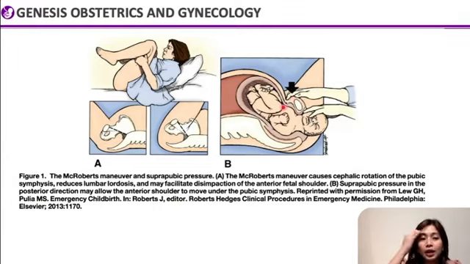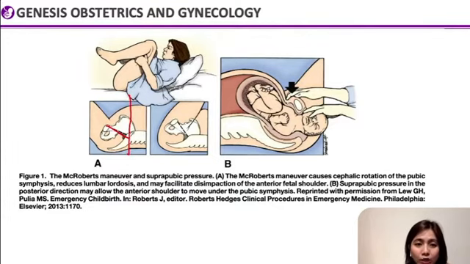So mababasa nyo rin sa book, ang ginagawa ng McRoberts maneuver is that it reduces the pelvic inclination angle. Okay? Let me be clear about that. Hindi niya ini-increase yung pelvic dimension. Ang ginagawa niya is dinidecrease niya yung pelvic inclination angle. Ano po yung pelvic inclination angle? Ang definition niya is yung angle between the inlet and your horizontal axis. Kaya siya patayo kasi nakahiga na si mother.